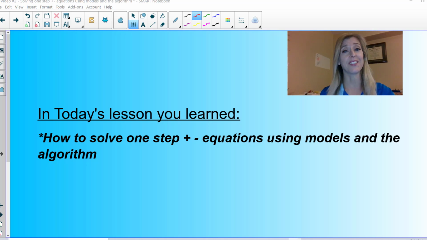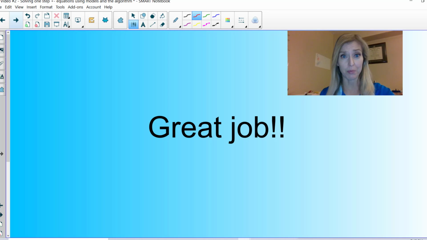So in today's lesson, you learned how to solve one-step adding and subtracting equations using models, as well as using the algorithm, using it algebraically. So great job today. Make sure you have your notes. Make sure you, if you need to, go back and fill them in. There was a lot to draw, a lot of steps to write.